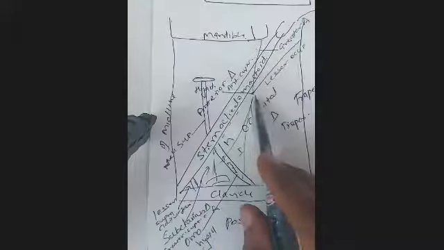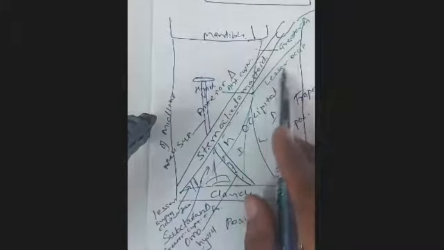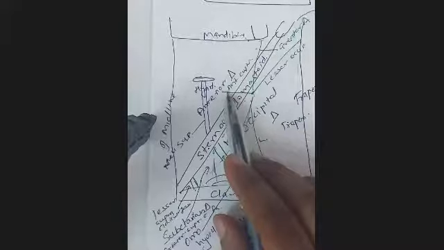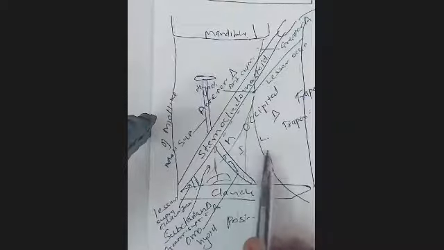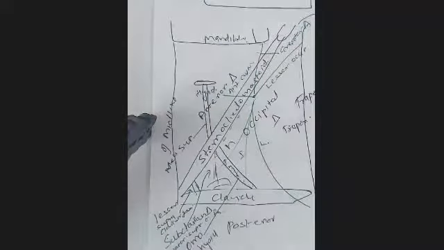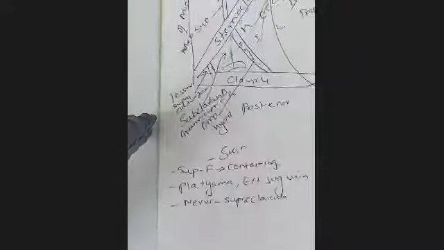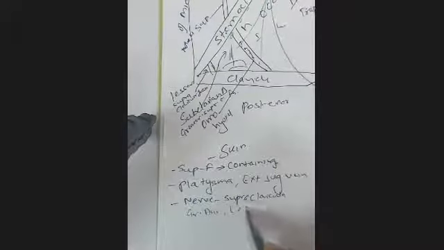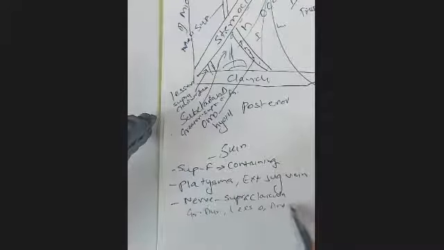I'll revise again the branches of the cervical plexus: lesser occipital nerve, greater auricular nerve, anterior cutaneous nerve of the neck, and three supraclavicular nerves. This you are supposed to see during the dissection. So that's about the structures lying in the roof: mainly platysma, external jugular vein, then the supraclavicular nerves, greater auricular nerve, lesser occipital nerve, anterior cutaneous nerve of the neck. Then there were lymph nodes.